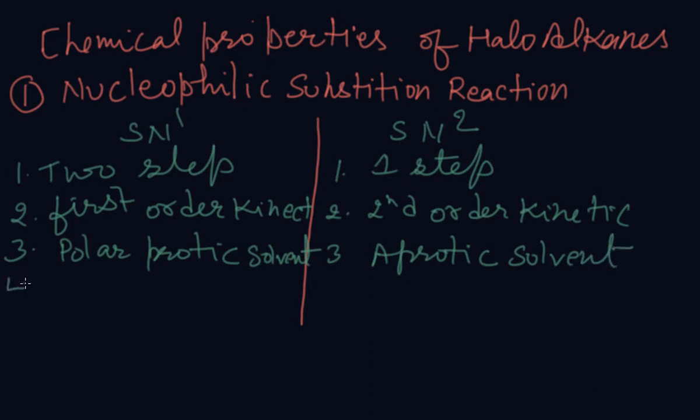And in SN1 the reactivity order is 3 degree carbocation is greater than 2 degree is greater than 1 degree, and I will explain the hidden step also. In SN2 it is 1 degree is greater than 2 degree is greater than 3 degree.